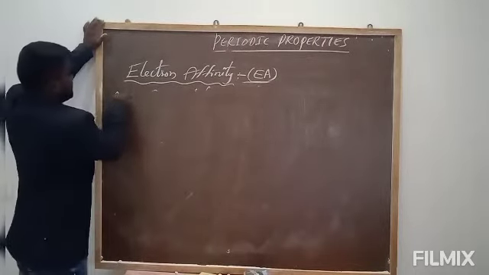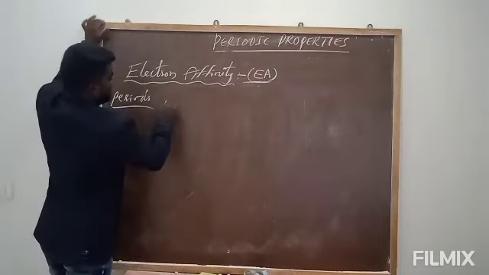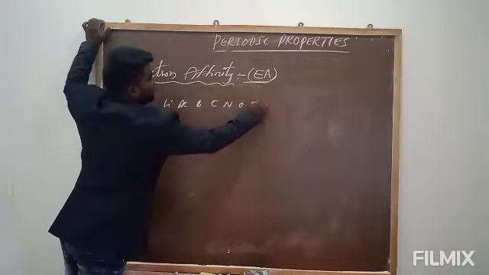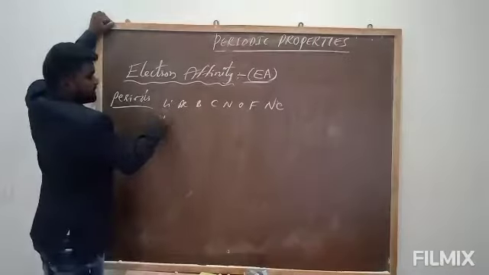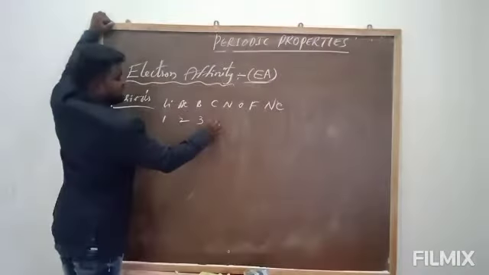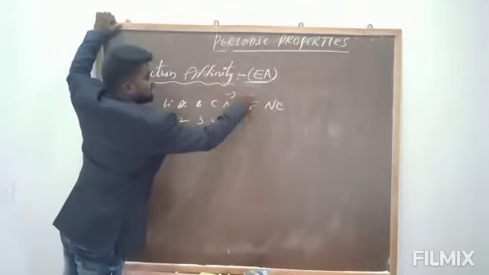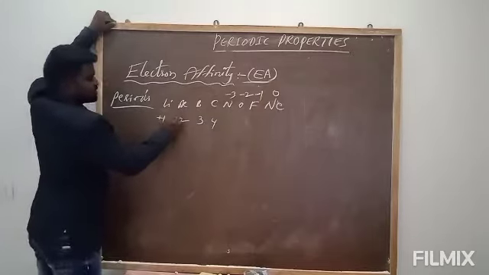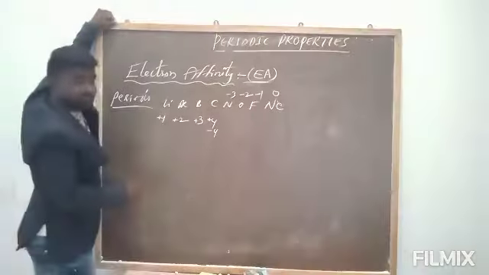In periods we discuss first. Take lithium, beryllium, boron, carbon, nitrogen, oxygen, fluorine, neon. It is the second period. Lithium loses 1, beryllium loses 2, boron 3, carbon 4. Nitrogen gains 3 electrons, oxygen gains 2 electrons, fluorine gains 1 electron, neon 0. Here it is losing. Plus 4 or minus 4 will be there for carbon.